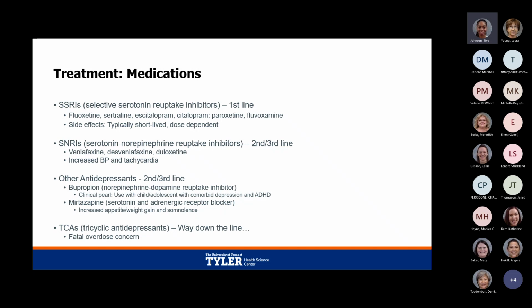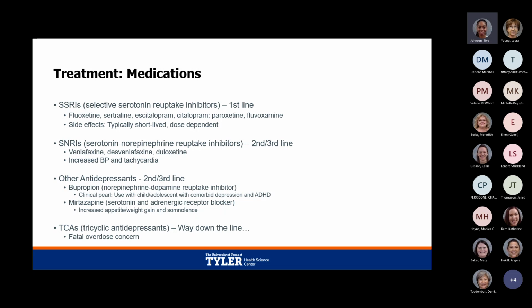Paroxetine and fluvoxamine are also SSRIs, but I don't typically use either paroxetine or fluvoxamine for depression, especially in children and adolescents. And I'll talk about why, as far as paroxetine, in a couple of slides. But fluvoxamine is mostly utilized in cases of severe OCD or obsessive compulsive disorder. So don't typically use that for depression by itself.